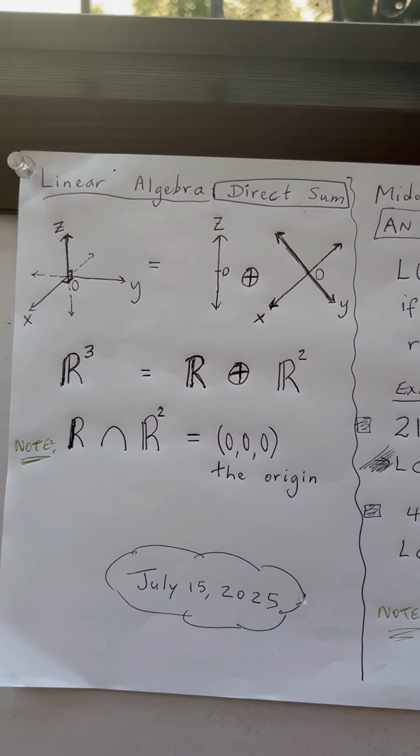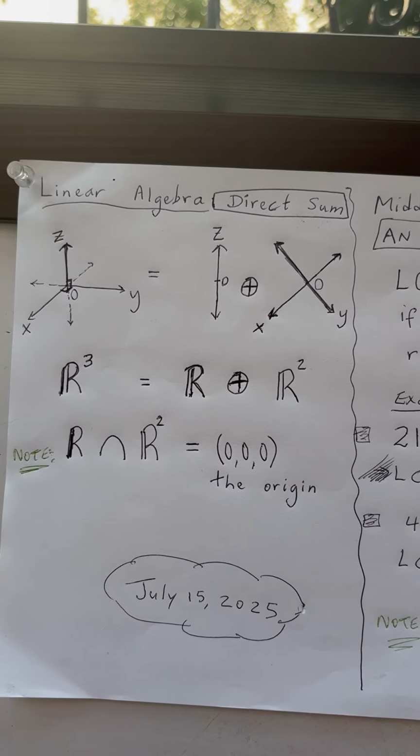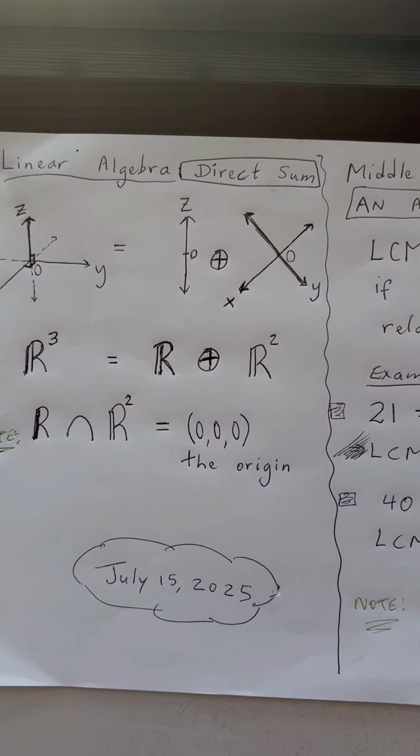You can also do a direct sum for R3 in a different way, but time doesn't allow here. Notice that R intersects R2 at the origin (0, 0, 0).